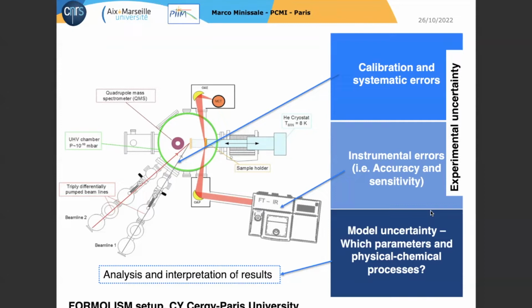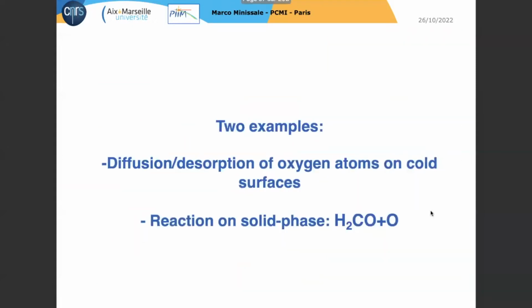But then we have to analyze and interpret our results. And so, as we will see, we have to make some hypotheses, some assumptions about the model that we have. What are the parameters that we want to extrapolate from our results? What are the physical and chemical processes at play during our experiment? I will give you two examples, if I have the time. One is an experiment that we performed to study the diffusion and desorption properties of oxygen atoms on a cold surface. And the second one is about the H2CO plus O reaction in the solid phase.